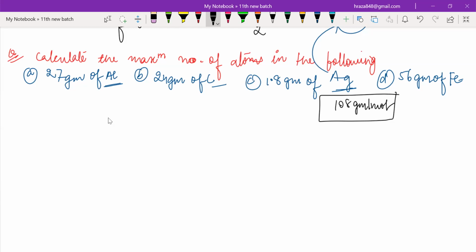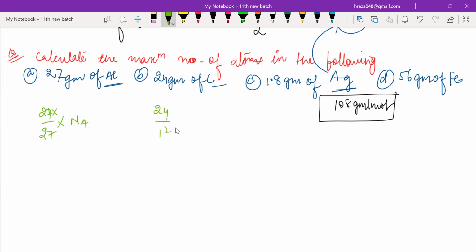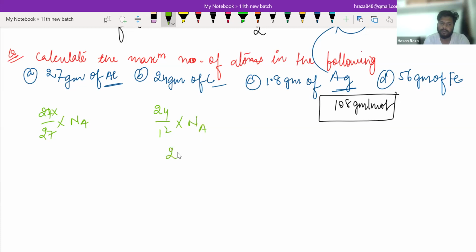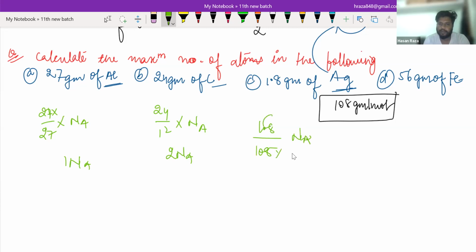For the first one, it's 6.023 into 10 to the power 23 atoms. So it will be basically 27 by 27 into Na, right? Yes, sir. And for this one, it's 12 by 12 into Na, that is 1 Na. For the next, 24 by 12 into Na, it will be 2 Na. And for this one, it's 1.8 upon 108 into Na, so it will be 1 by 60 into Na. So the answer is basically B. Yes or no? Yes, sir.